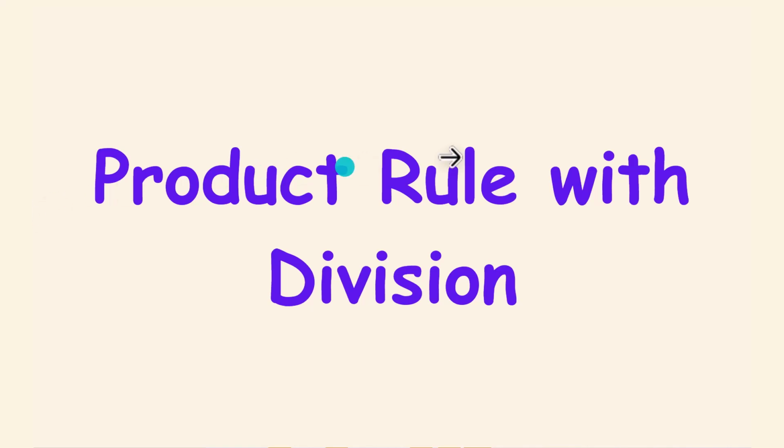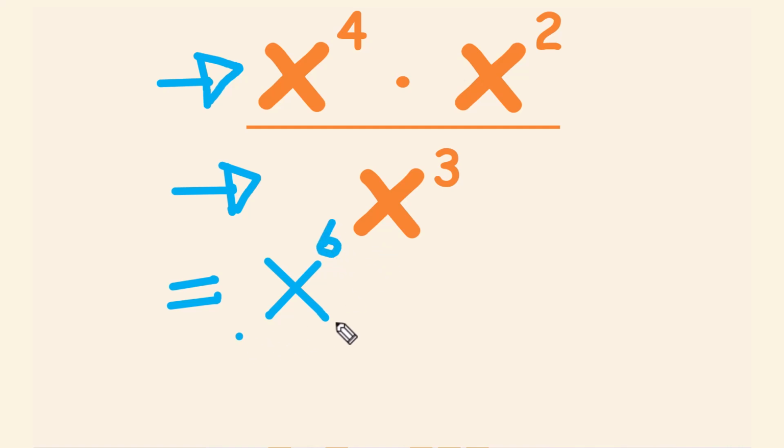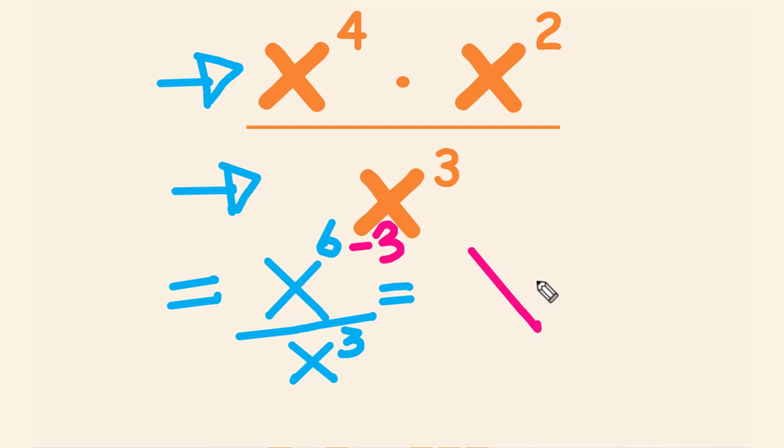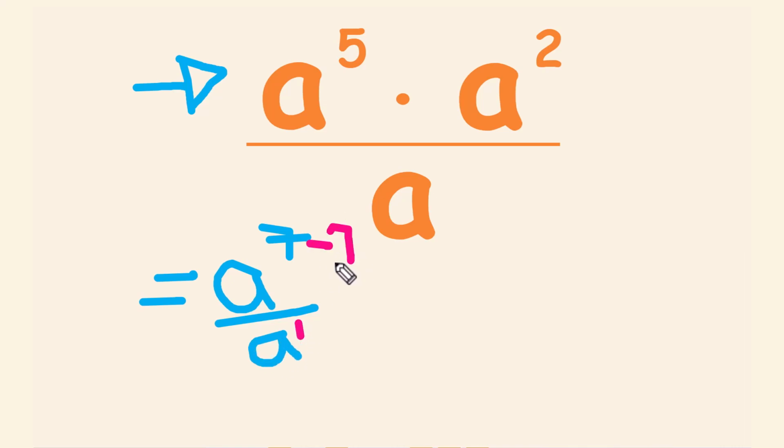Product rule with division. So let's work on the numerator, then we will work on the denominator. So let's add exponents of the numerator. Now whenever we have the variable on the denominator, we need to subtract. So let's subtract, 6 minus 3 is 3. Similar example. Let's add the exponents and we subtract. 7 minus 1 will be a to the 6th power.